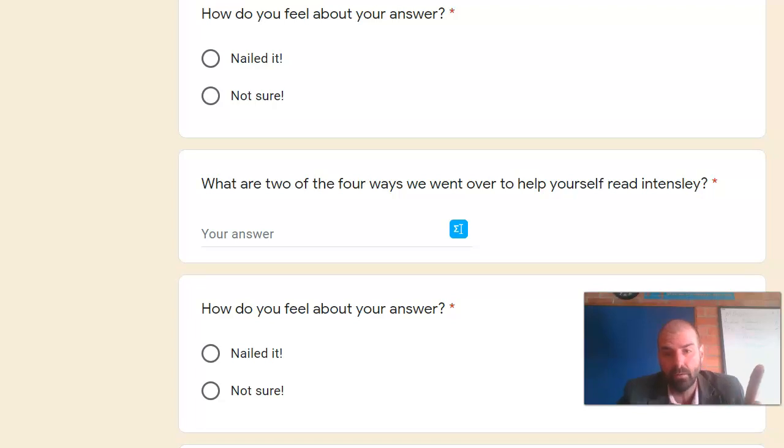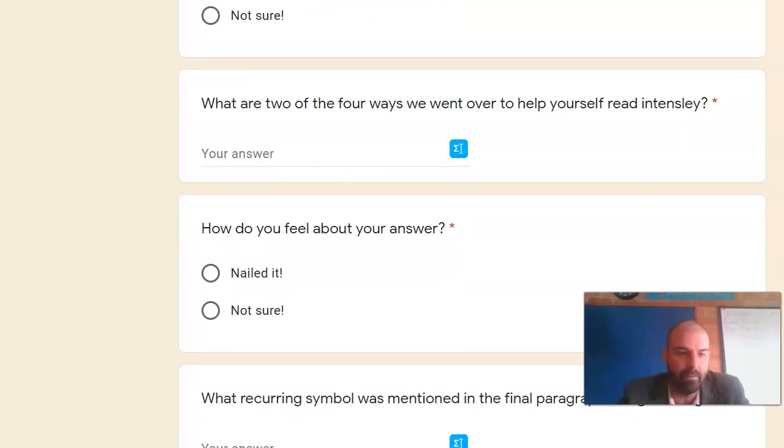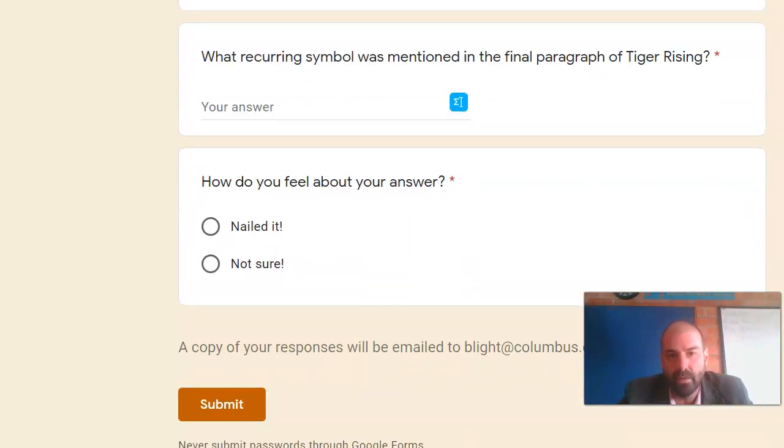What are 2 of the 4 ways we went over to help yourself read intensely? Get a good book. Figure out the hard parts. Imagine you're in the book, like moving your head, and remember important things to talk about. What recurring symbol was mentioned in the final paragraph of Tiger Rising? It was the Kentucky Motel sign.